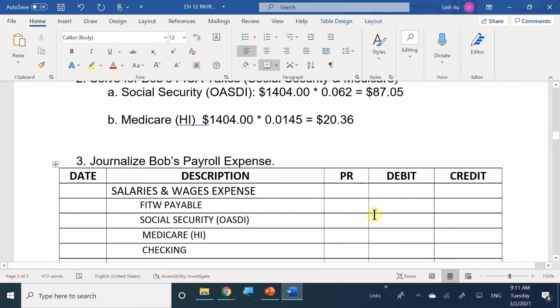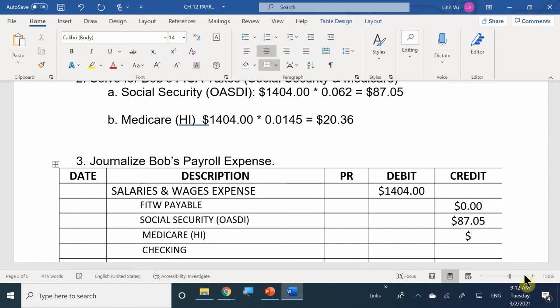So let's look at this. For the total amount of earnings, what was his gross wages? $1,404. Obviously, if you don't have any federal income tax withholdings, you don't need to place it here, but this is for practice purposes only, so you know how to journalize it. We claim 0. How much was the Social Security? $87.05. And how much was Medicare? $20.36. So how much is his total paycheck?